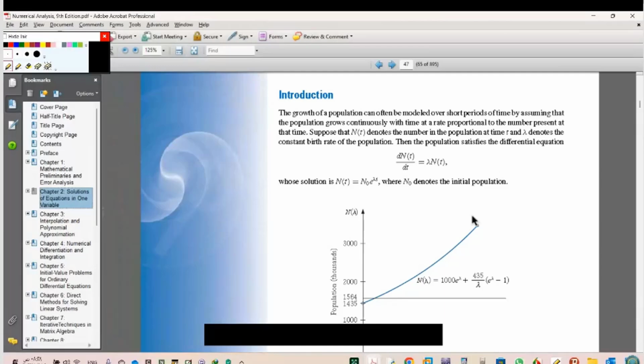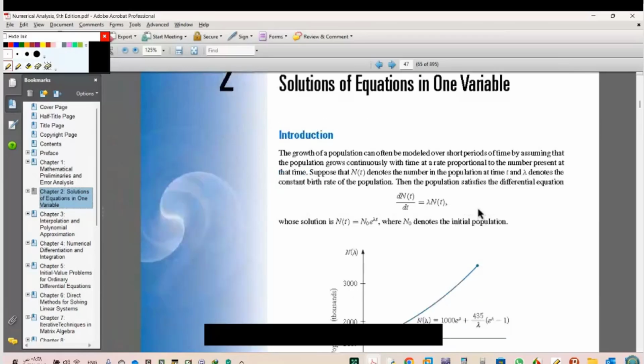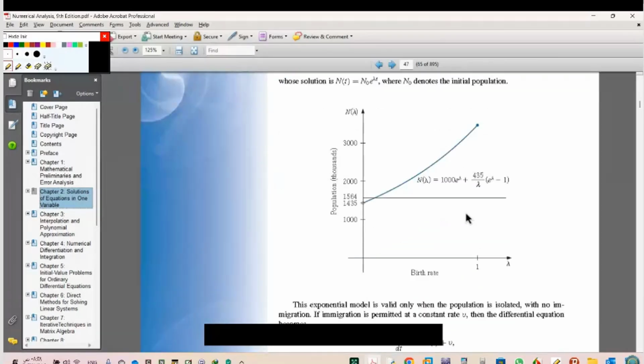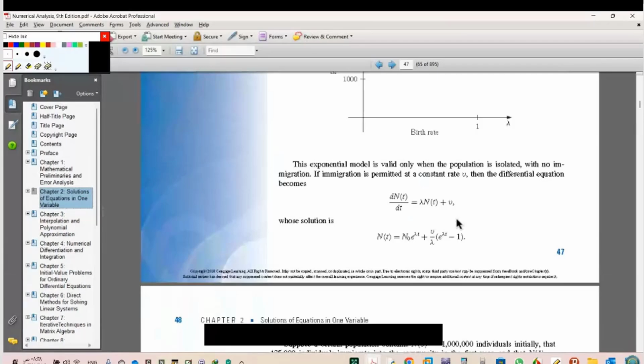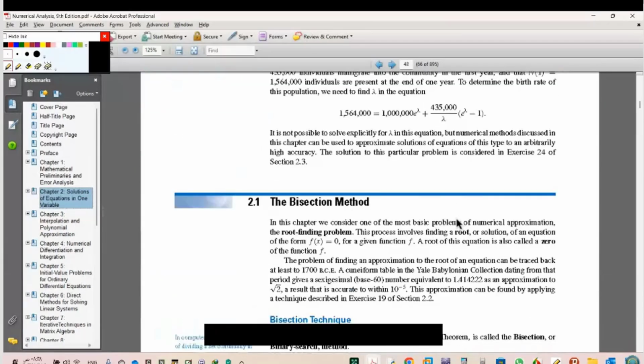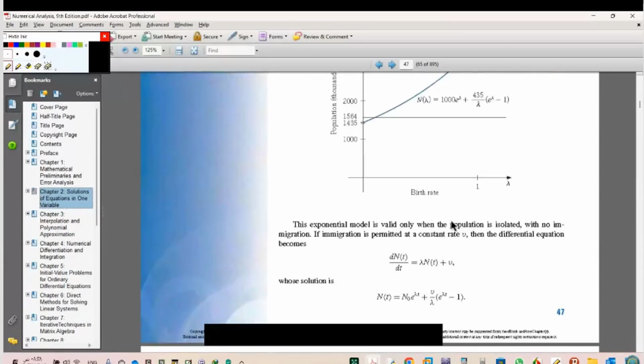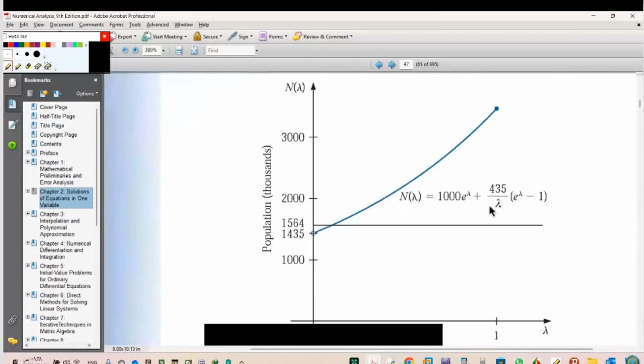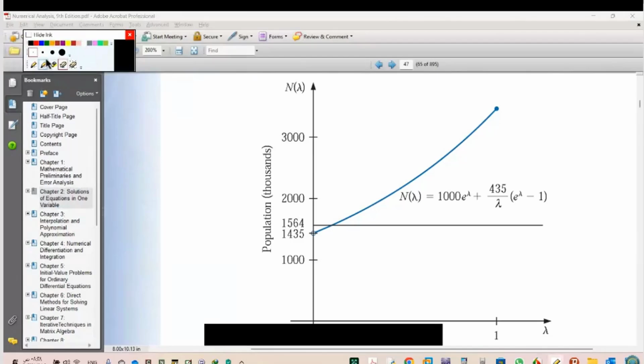Okay, what does that mean? Solution of equation in one variable. Solution for any equation like this or any other equation. Let's start with this one. For example, if I have this f(x) equal 2x.